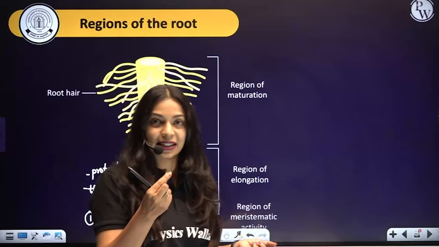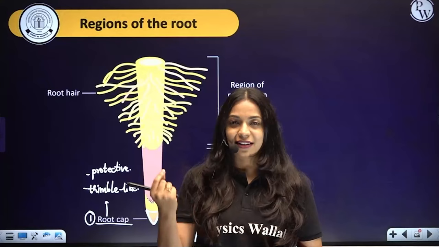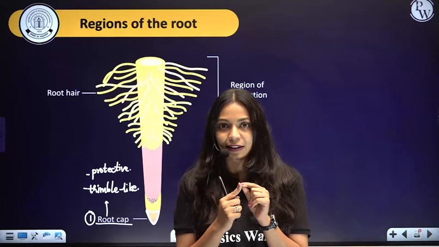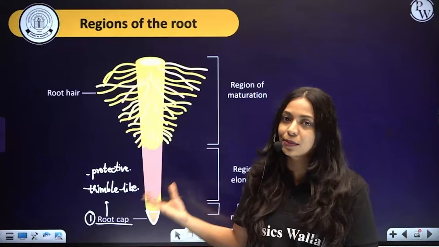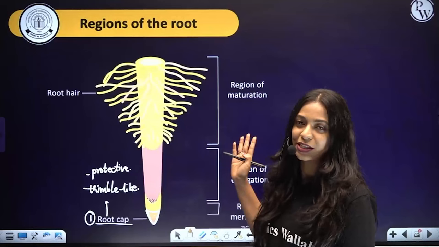A thimble is something that people who sew a lot, like tailors, use to protect their fingertips from the pricking action of the needle. Similar to how a thimble protects the fingertips, the root cap protects the root tip, because what lies ahead of this is really important for the growth of the root. It protects whatever lies ahead of it, about which I'm going to explain in just a bit, which is the region of meristematic activity.